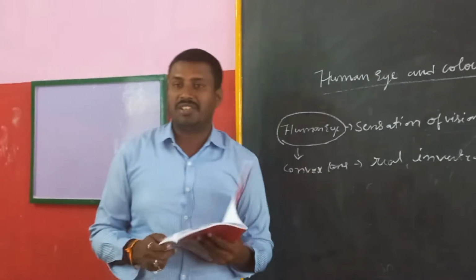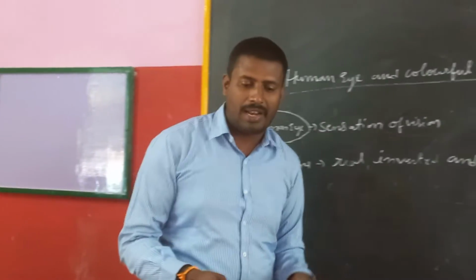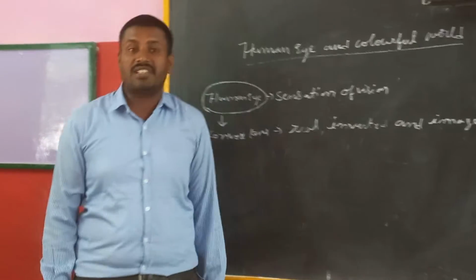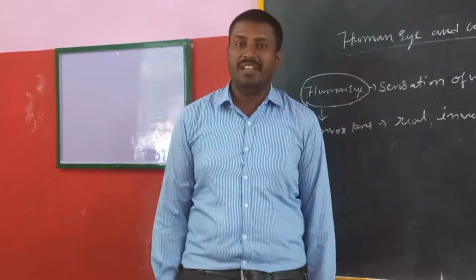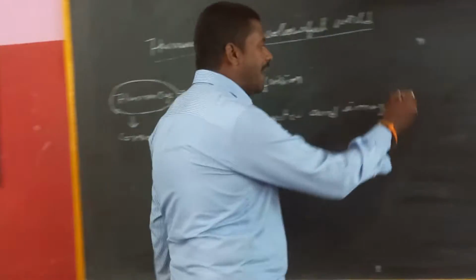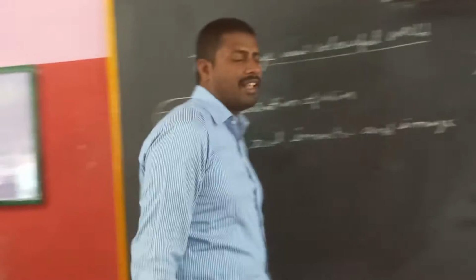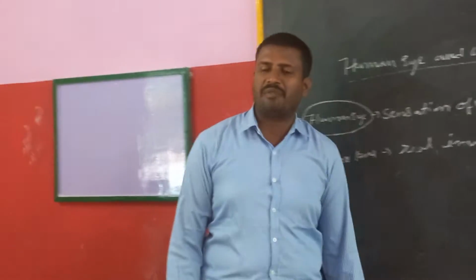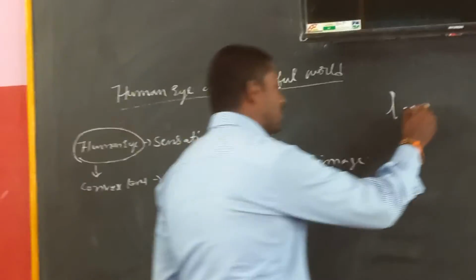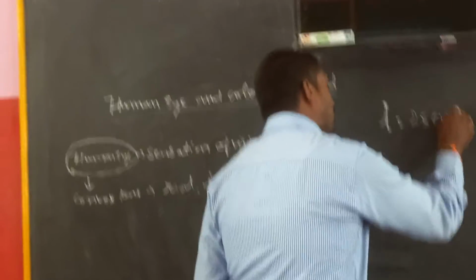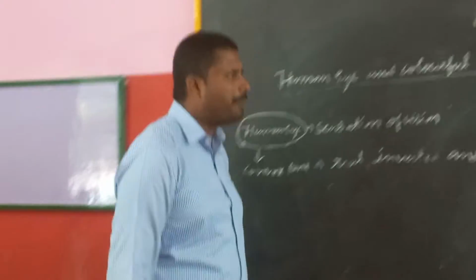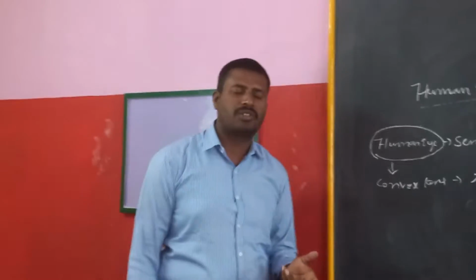Ask one of your friends to measure the distance with the help of a scale. The distance at which you are able to see the letters on the book very clearly is called the least distance of distinct vision. It is denoted by L. Normally, for healthy human beings, the least distance of distinct vision is 25 centimeters. It varies from person to person, I mean, it varies between age groups.